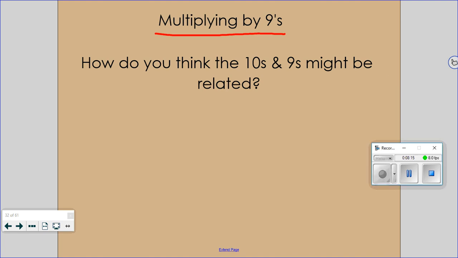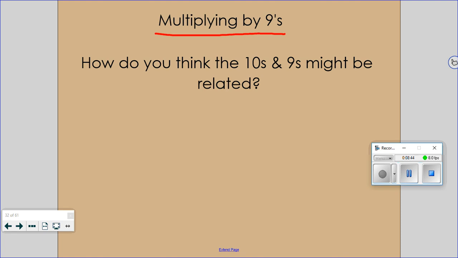Aiden. My 10s multiplication facts and then my 9s multiplication facts. How are those related? How are they similar? Such a good strategy. Scarlett, what do you think? Ooh, I love that. Yeah. 9 is just 1 less than 10. So they're going to be kind of close, right?